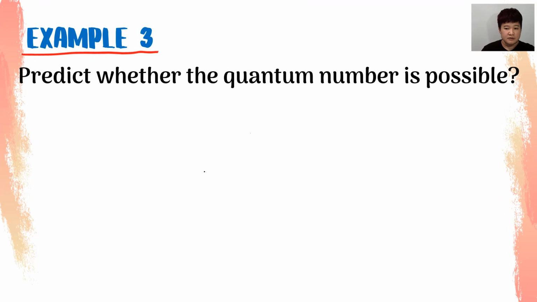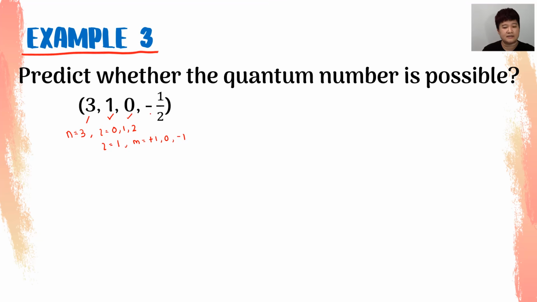Last example before we end. Predict whether the quantum numbers are possible or not. First one, n is equal to 3. L can be 0, 1, and 2. So yes, it's possible. And when L is 1, M can be positive 1, 0, negative 1. So yes. And S is a negative half. Therefore, yes, this is possible.